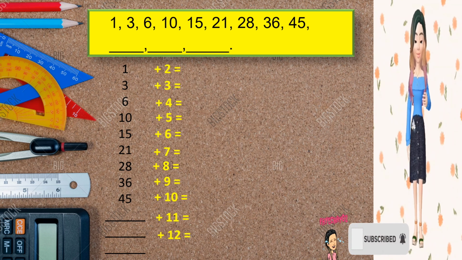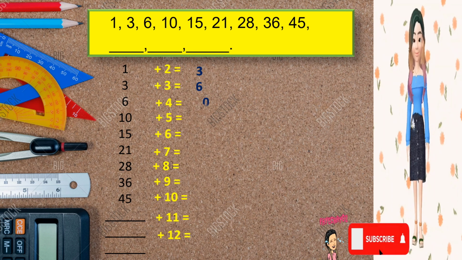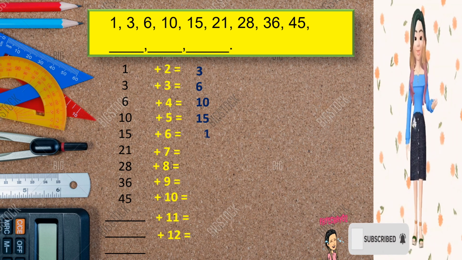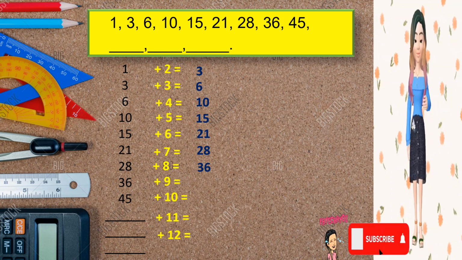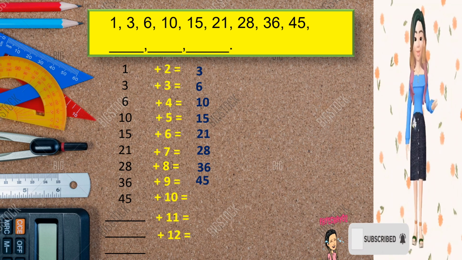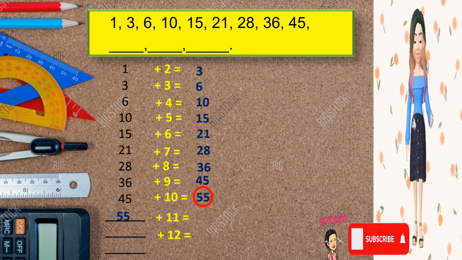Okay? So, 1 plus 2 is 3. 3 plus 3 is equals to 6. 6 plus 4 is equals to 10. 10 plus 5 is equals to 15. 15 plus 6 is equals to 21. 21 plus 7 is equals to 28. 28 plus 8 is 36. 36 plus 9 is equals to 45. 45 plus 10 is 55. So, 55 is the 10th term. So, we will put 55 on the 10th term.